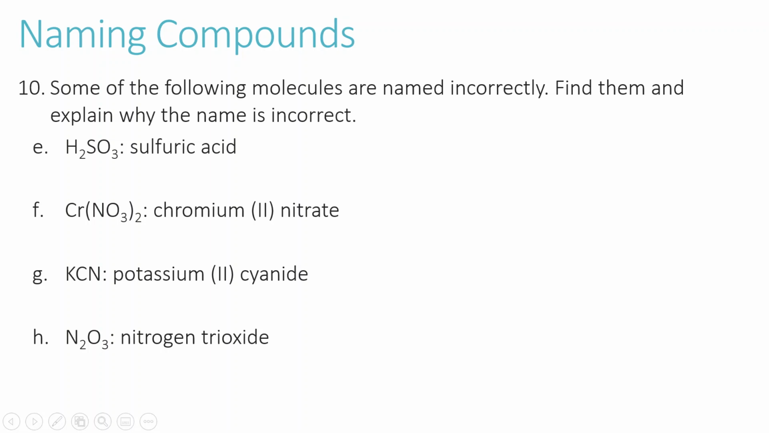Next we have H2SO3, which we're calling sulfuric acid. If I have an -ic acid, that means this originally ended with -ate. Sulfate is SO4 with a -2 charge. So this isn't going to be correct because we have sulfite here. Sulfuric acid should be H2SO4. H2SO3 is not sulfate, it's sulfite.